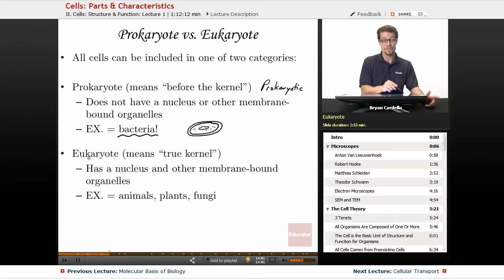On the other hand, eukaryotes is every other cell. This means true kernel or true walnut. It has a nucleus and other membrane-bound organelles. The example is really every other cell on Earth. Animal cells, plant cells, cells of different fungi. And then the one on the previous slide, that paramecium, that's a single-celled protist.